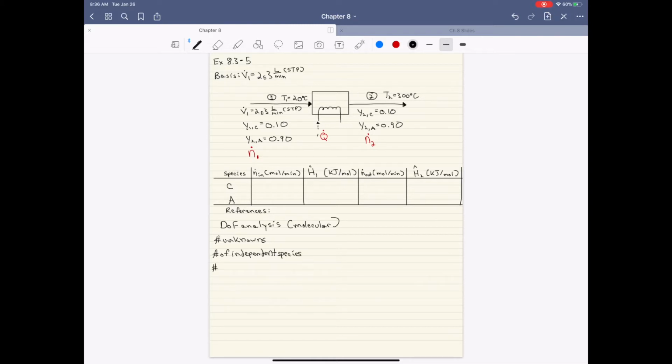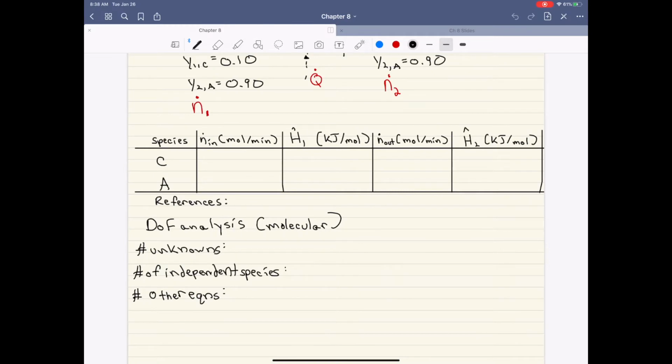And then a number of other equations that we should use. Okay? At this point, you should pause the video and catalog all of these things in order to see if we have enough information to solve our problem. So if I zoom in here, let's start cataloging all of the items for the degree of freedom analysis.